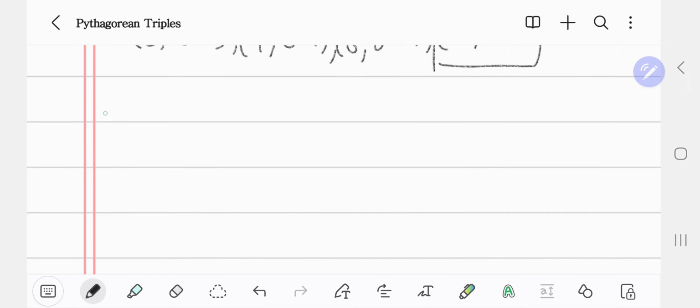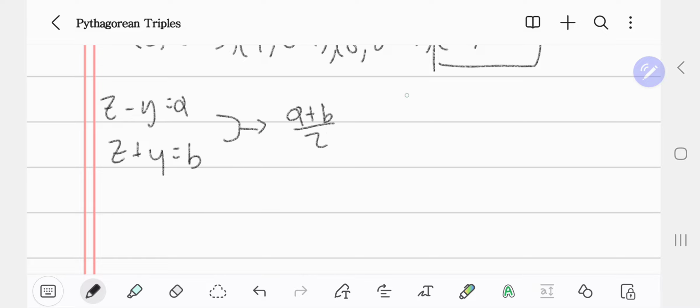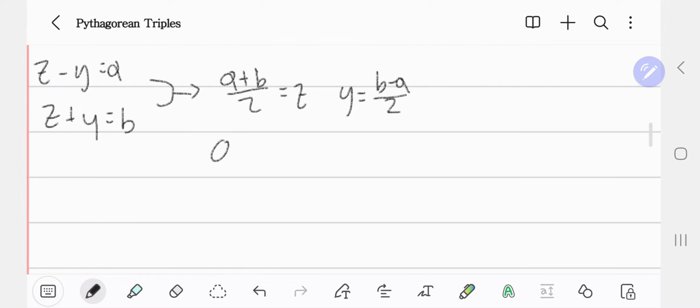What I mean is that we use z minus y equals a and z plus y equals b, so that z equals a plus b over 2, and y equals b minus a over 2. Then we need to pick pairs a and b such that both z and y are integers. So that's what I mean by that.